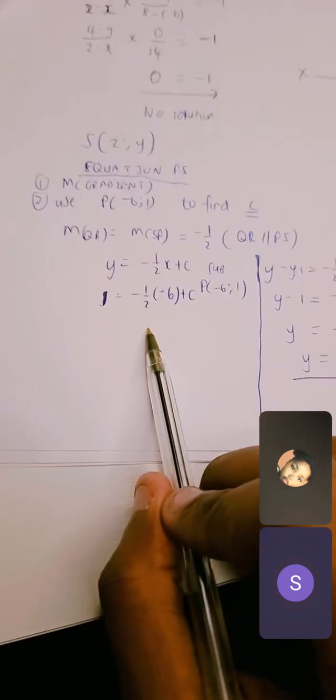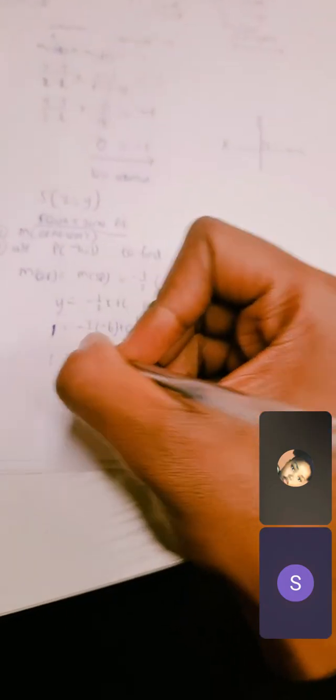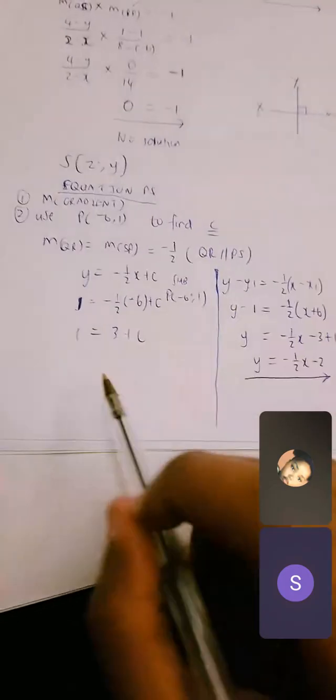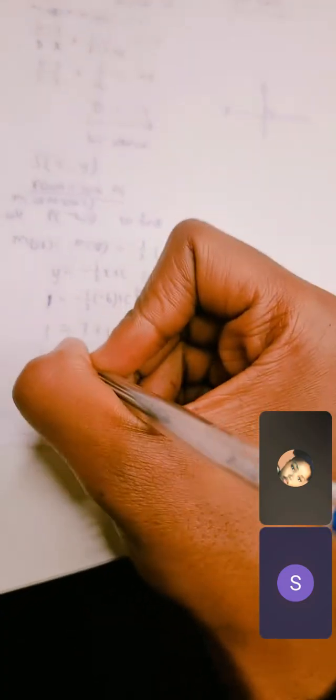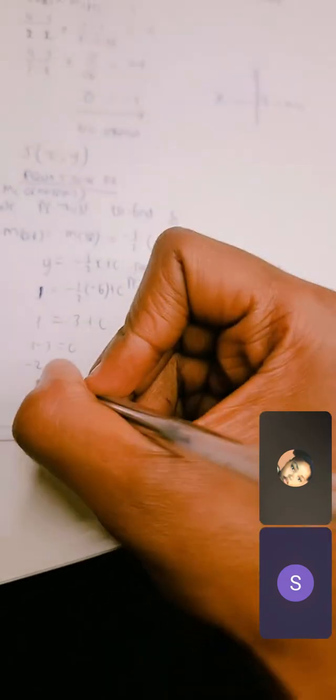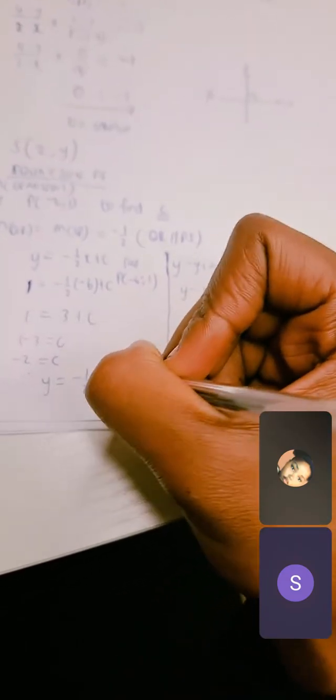If we come back to Asenati's method, 1 is equal to 3 plus c. Take the 3 over. 1 minus 3 is equal to c. c is equal to -2. So therefore, the equation is -half x minus 2. So the equation is fine. We have that.